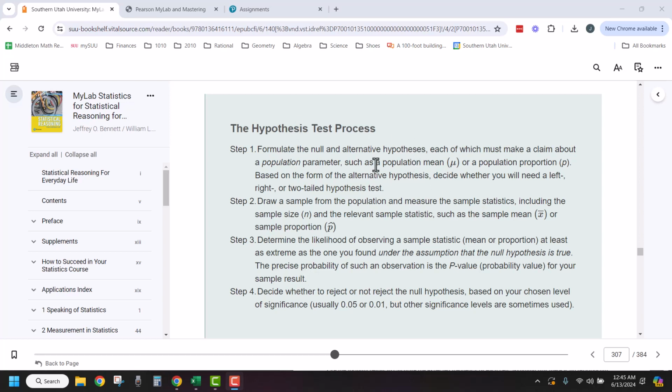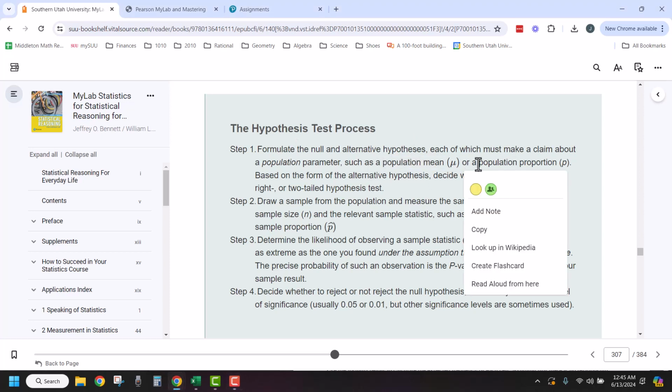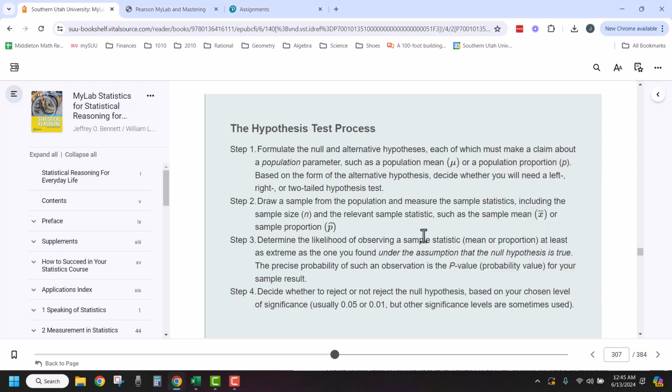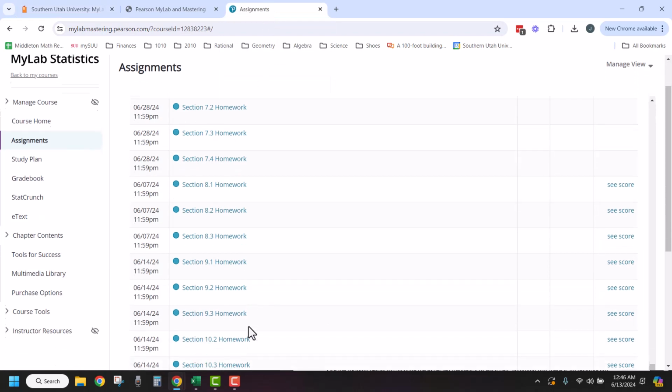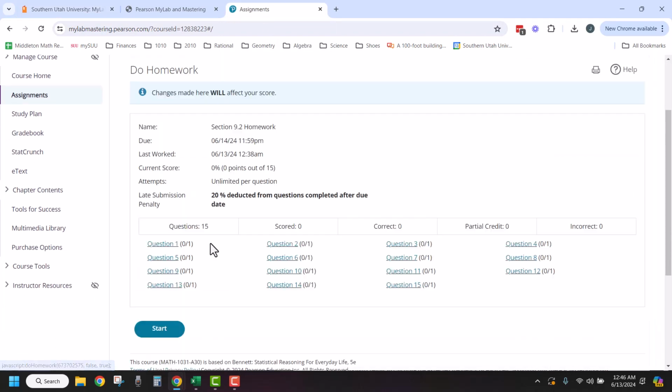Now, notice that you can do this for either a population mean or a population proportion. And in Chapter 10, we'll also be doing it for multiple sets of data. So in Chapter 9, we're just going to be looking at means and proportions of a population. But in Chapter 10, we'll be expanding that a little bit further. So let's do an example from section 9.2.